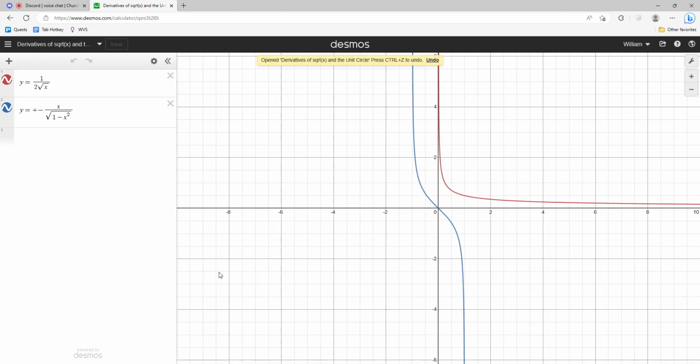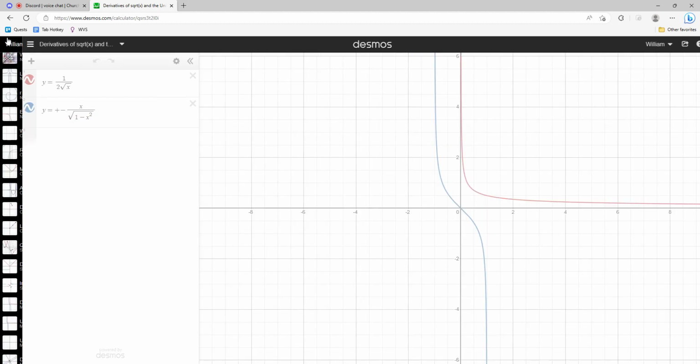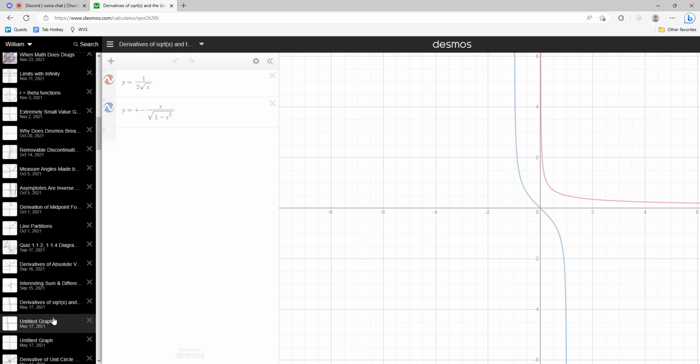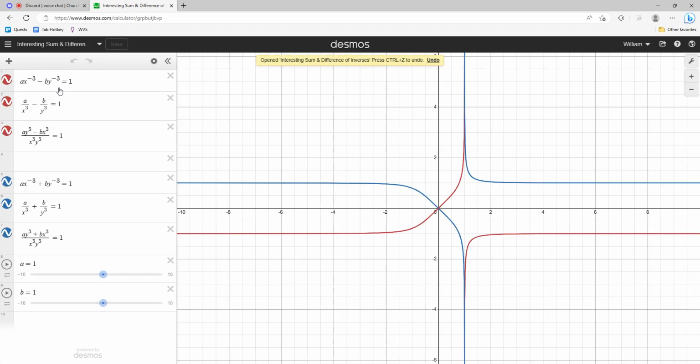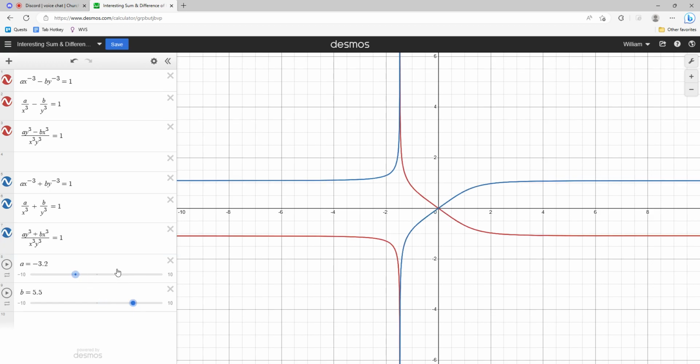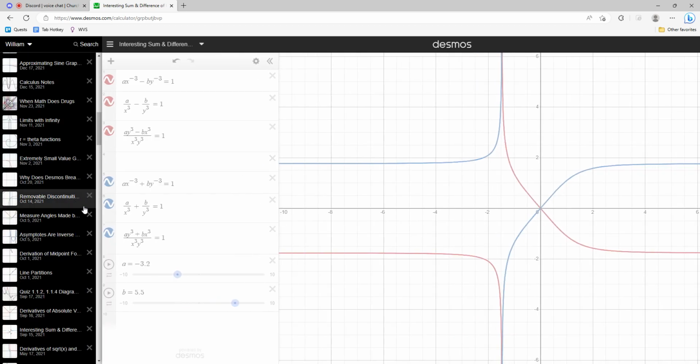Derivatives of square root of x in the unit circle. That is interesting, I guess. I'm not sure why I was comparing them, but whatever. Interesting sum and difference of inverses. So it looks like... I'm not certain what I was doing here. It's definitely interesting to look at. I don't know.